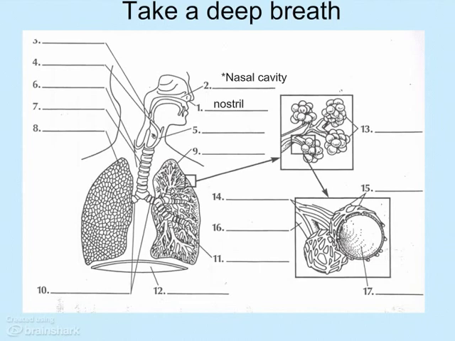So once the air is warmed, filtered, and humidified, it moves past the uvula, which really doesn't need to be in this diagram, but it's got a line and a number, so we'll name it. It goes past the epiglottis, which is going to be open. That's the trapdoor that's going to close during swallowing to keep food going down the esophagus and not going down the windpipe, which we'll get to here in just a moment.